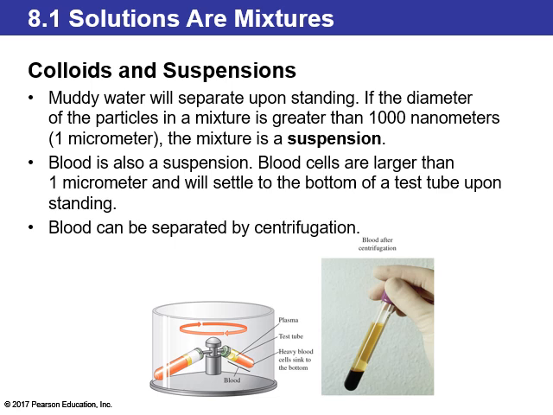Blood is a perfect example of a suspension. Blood is a suspension where we have large blood cells. These are larger than 1 micrometer in diameter, and they will settle to the bottom of a test tube upon standing. You can allow it to stand, or you can speed up this process and separate it by centrifugation.